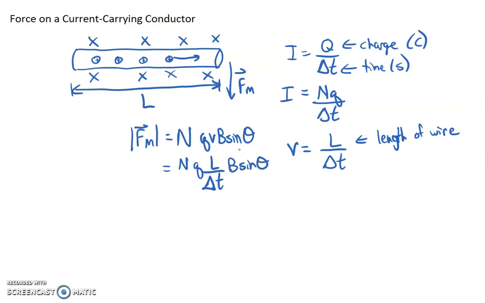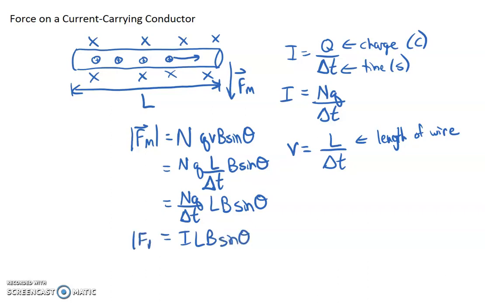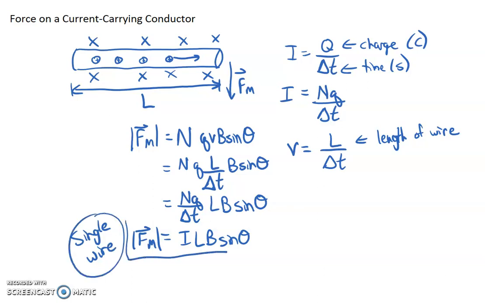And then it's just a matter of rearranging this so we get nq over delta T together. Then we have L, B, and sine theta. Taking that one final step, we get I times the length of the wire times the magnetic field times sine of theta. So for a current carrying wire, which is a single wire, this only works for a single wire, what we get is this relationship. And we can calculate things just like we did with the last equation using this one.